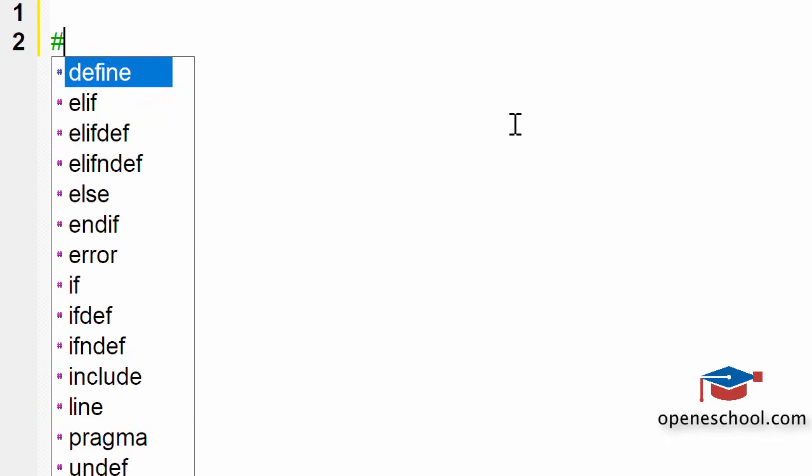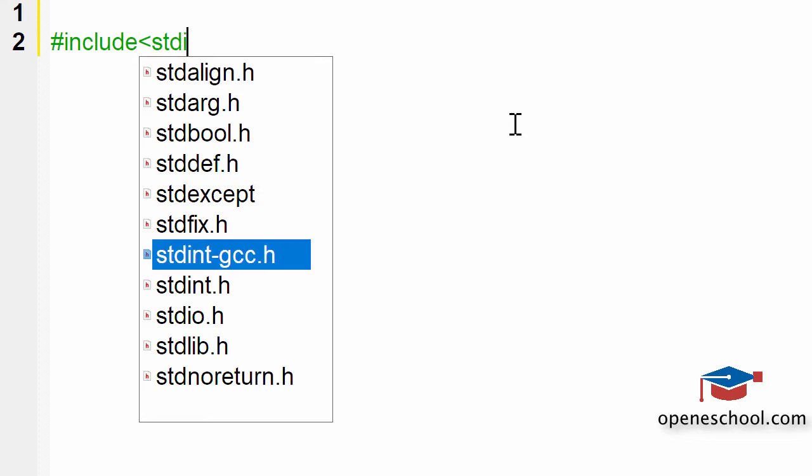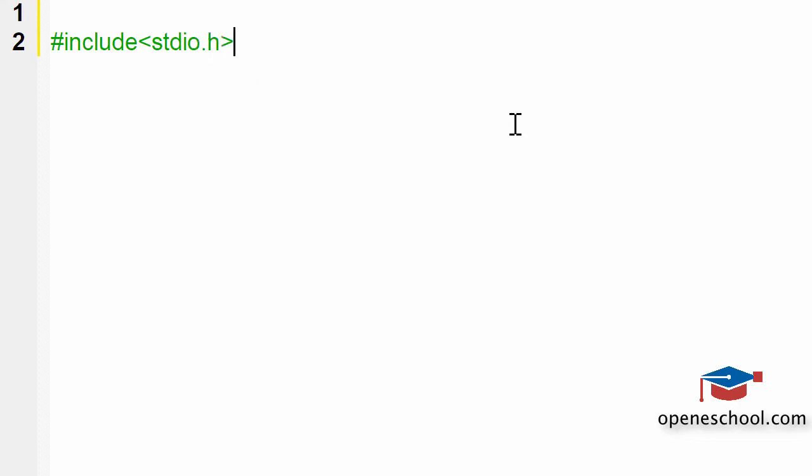So the question mark and the colon symbols help us write the conditional statements without actually making use of the if and else keywords in the C program. So let's see how the question mark and colon statements work. So let's start by writing a very simple C program.